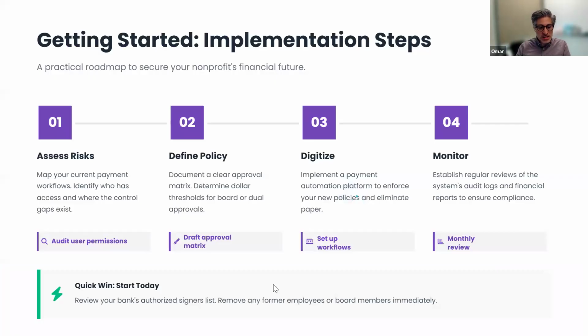So, getting started. How do you get started on a path to secure your nonprofit's financial future? One, you want to assess the risks. So map out your current payment workflows, identify who has access and where the control gaps exist. Two, define the policies. So document a clear approval matrix, and determine the dollar threshold for board or dual approvals.